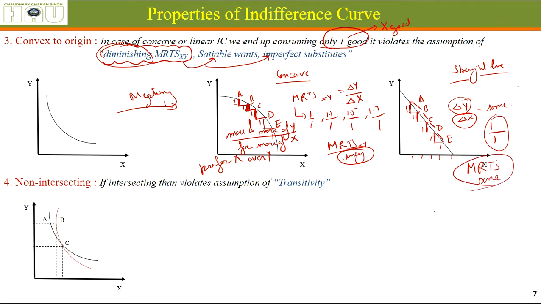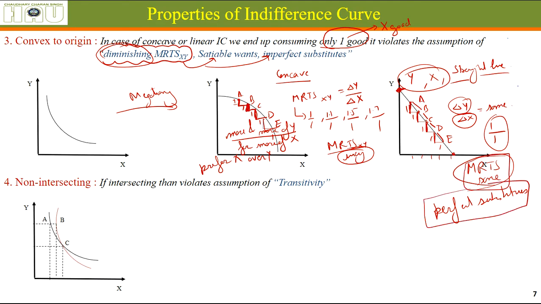This is the case when the two goods we are talking about are perfect substitutes. That means we are indifferent about both the goods. We might end up here also, consuming only y, or only x, or any of these combinations. We are just indifferent. But marginal rate of technical substitution is the same, and this is very rare because perfect substitutes are very rare. Most of the goods are not perfect substitutes.